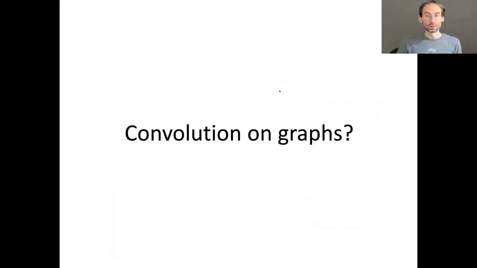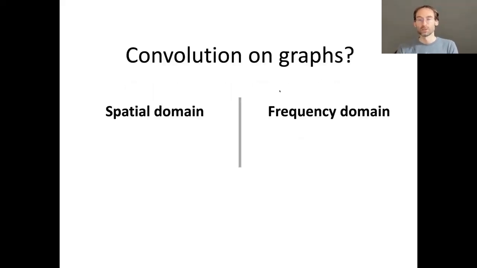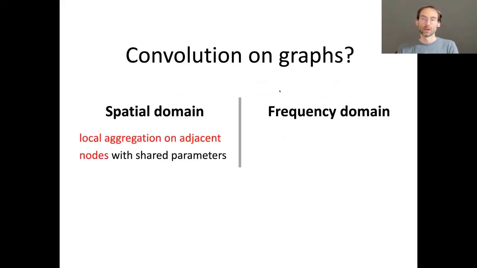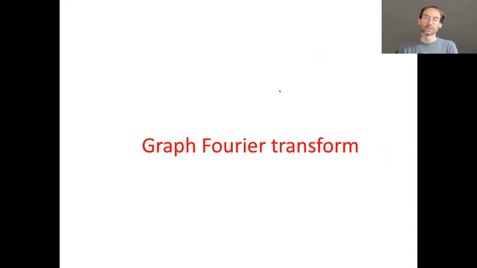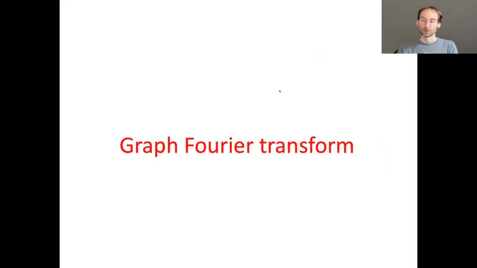Okay, so what would be the analogy of convolution on graphs then, now when we have all these notions? And we've seen that there are two approaches. We can define it in the spatial domain as local aggregation with shared parameters, or we can define it using a generalization of the Fourier transform, which we call the graph Fourier transform. Okay, so let me start with this spectral formulation of the graph convolution first.